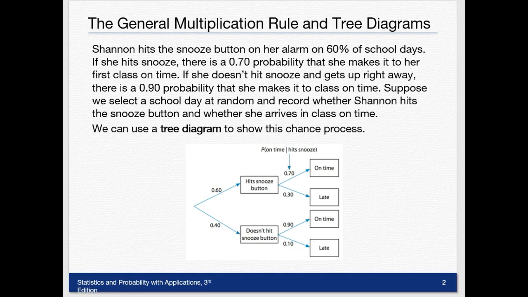Shannon hits the snooze alarm on her alarm 60% of school days. If she hits the snooze, there's a 70% probability that she makes it to her class on time. If she doesn't hit the snooze and gets up right away, there's a 90% probability that she makes it to class on time.